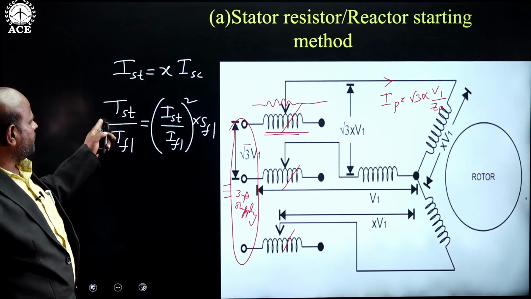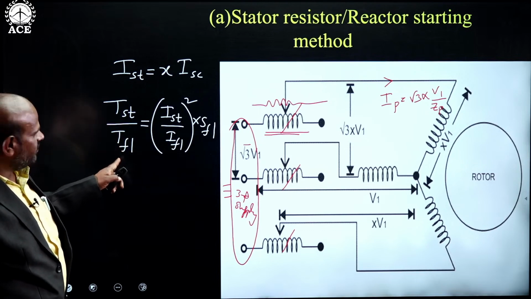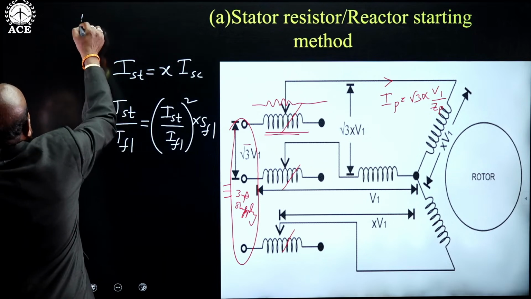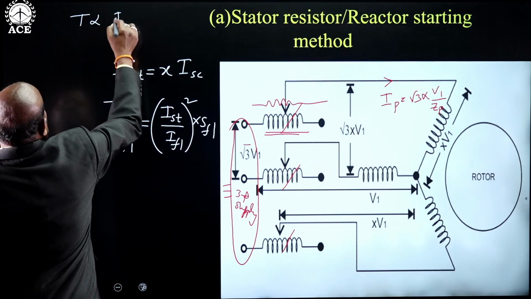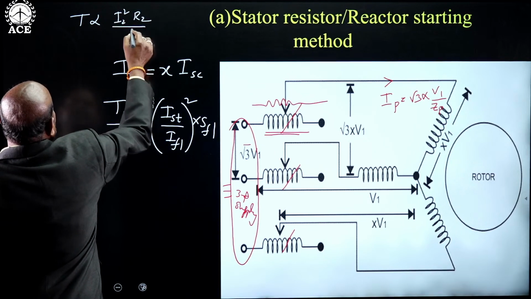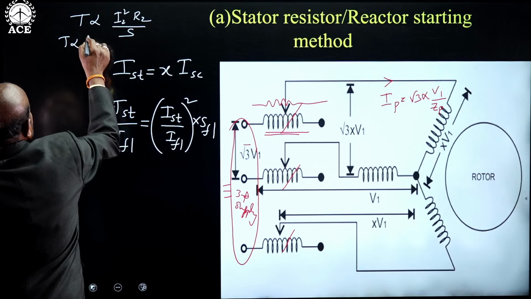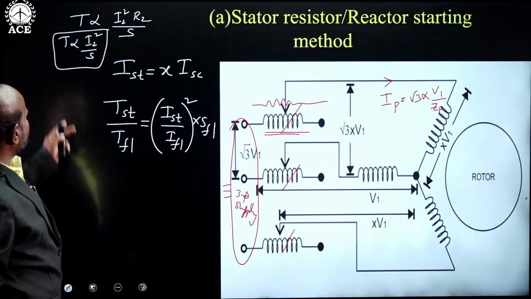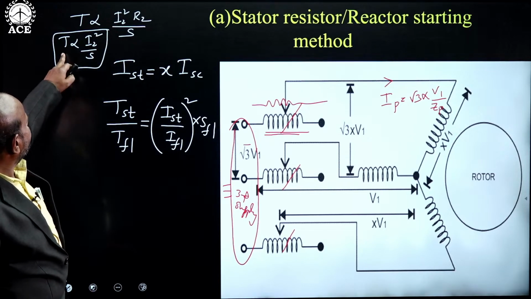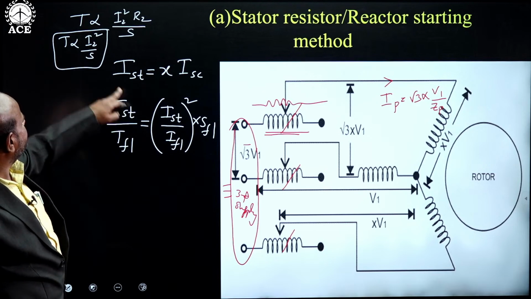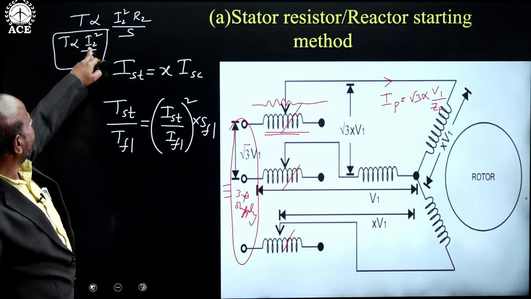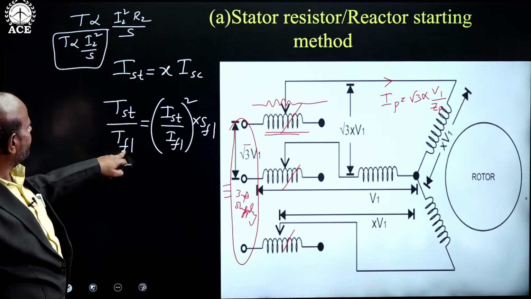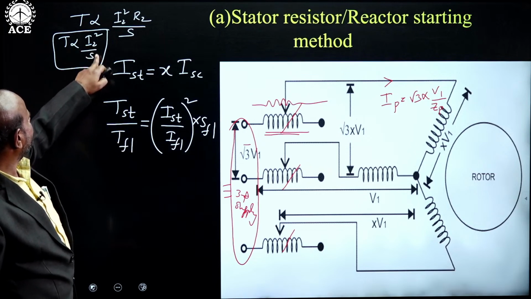How did this formula come? Already we have derived the expression for starting torque and full load torque, so from that, take the ratio. Or else we know that torque is directly proportional to I2 square R2 by S, so torque is directly proportional to I2 square by S. By using this relation we can also get it. For starting torque, TST equals rotor current IST square by, for starting slip 1, and for full load, IFL whole square by SFL.